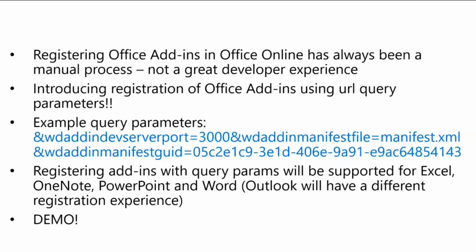Okay, folks. Today I'm going to talk about registering add-ins to Office Online using query parameters. And if any of you have ever worked with add-ins in Office Online, you know that the registration process is currently manual. And it can be a little tedious to have to do things manually. It's also not great from a developer experience in that every time you make a change to your manifest, you have to manually upload it again. And it's just not a quick process.